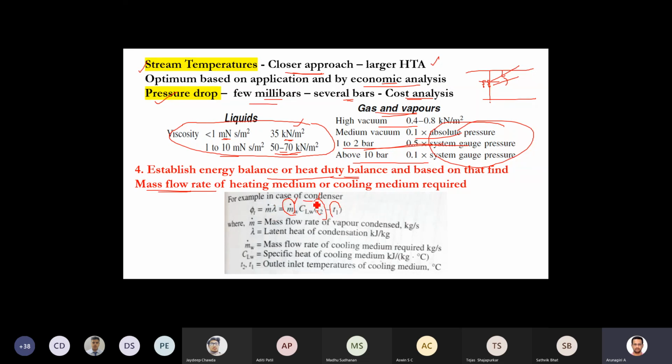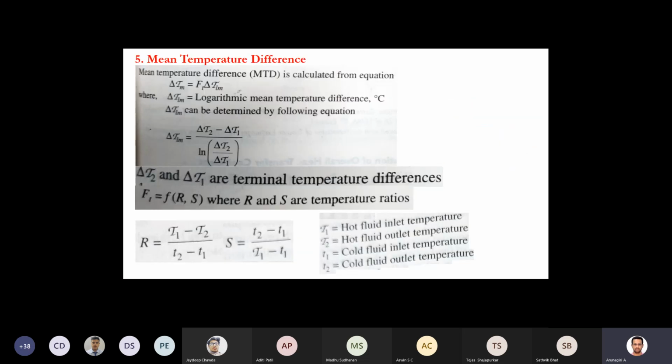For example, in the case of a condenser, m lambda is equal to m Cp delta T. This is the heat loss by the vapor. This is the heat gain by the cooling medium. Okay, so you can calculate this one or this by fixing any one, because you have two unknowns. The Cp you can calculate, the inlet temperature is known. Okay. So by energy balance, you can find the flow rate or temperature. That is the third step.